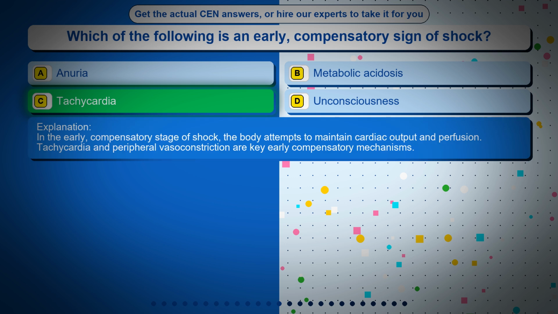In the early, compensatory stage of shock, the body attempts to maintain cardiac output and perfusion. Tachycardia and peripheral vasoconstriction are key early compensatory mechanisms.